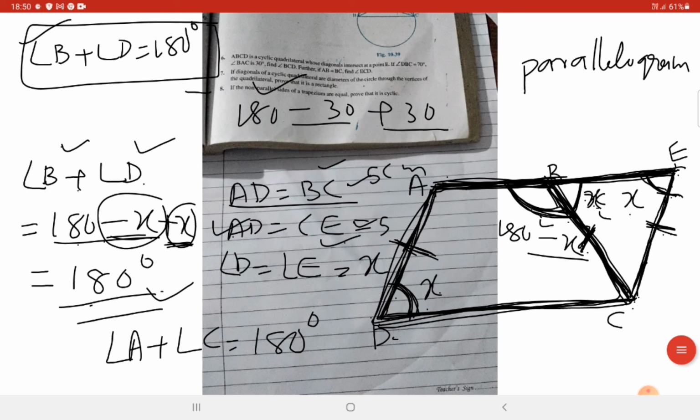Now since ABCD is a quadrilateral, by angle sum property, total is 360 degree. Already we got these two angles sum as 180 degree. Then how much remaining in 360? 180 degree. So angle A plus angle C is also 180 degree. Hence ABCD is a cyclic quadrilateral.